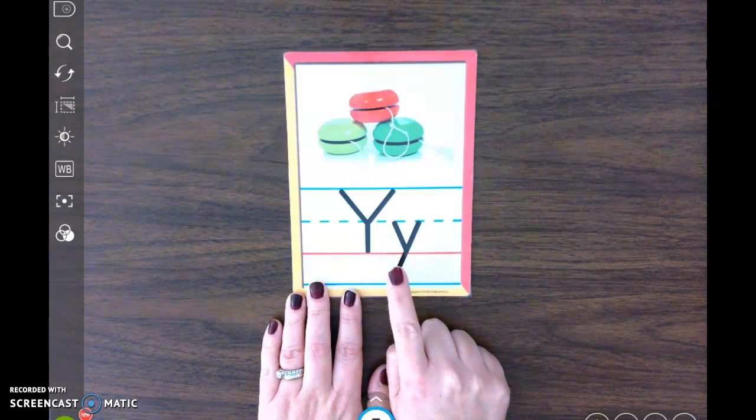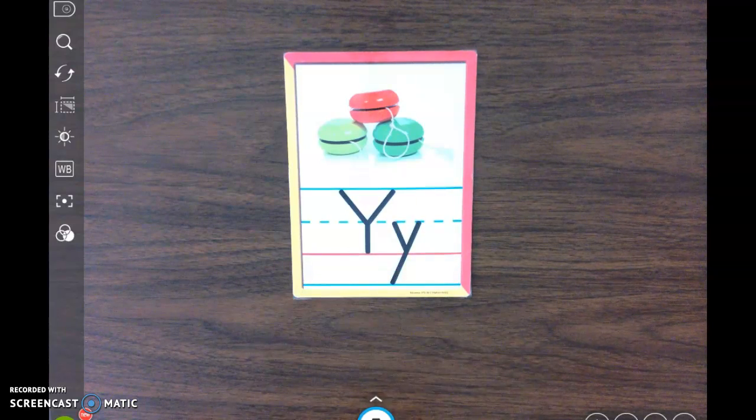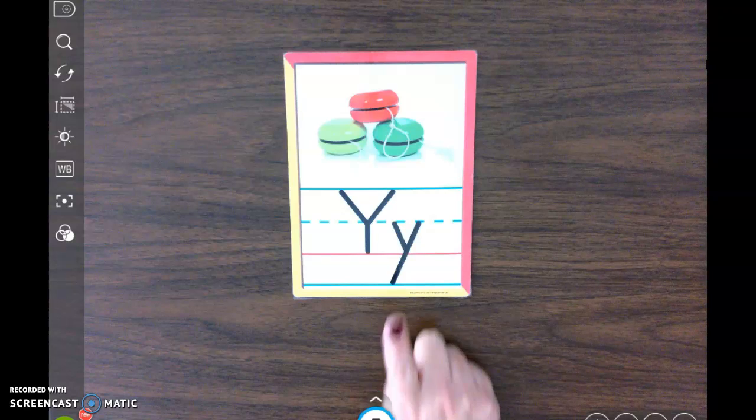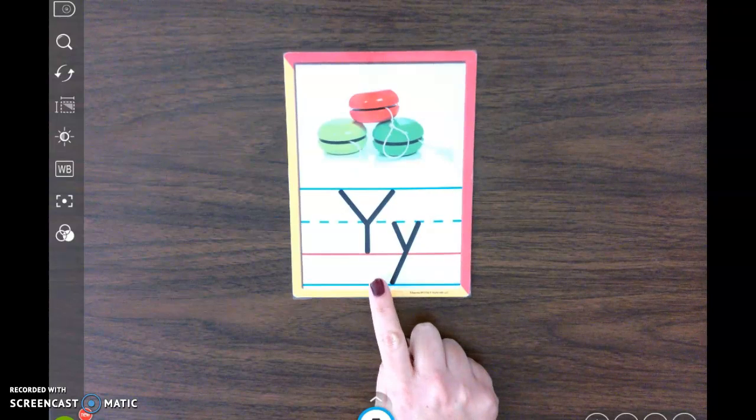Y says Y. The only time Y is just a little bit tricky is sometimes when it's the end of a word, it will make a little bit different sound. It might make an E sound or something else when it ends a word. But most of the time at the beginning of a word, Y says Y.